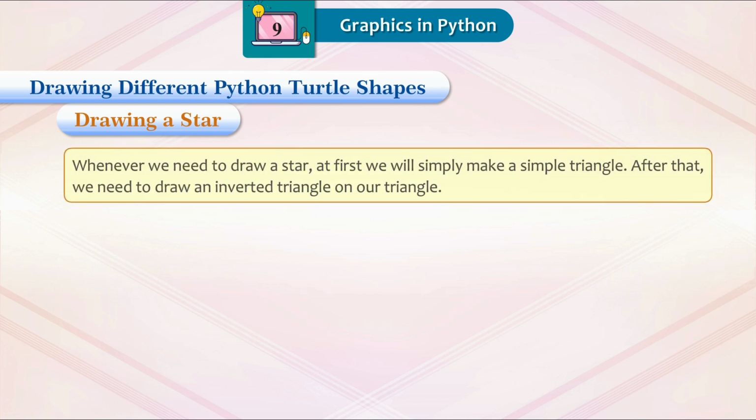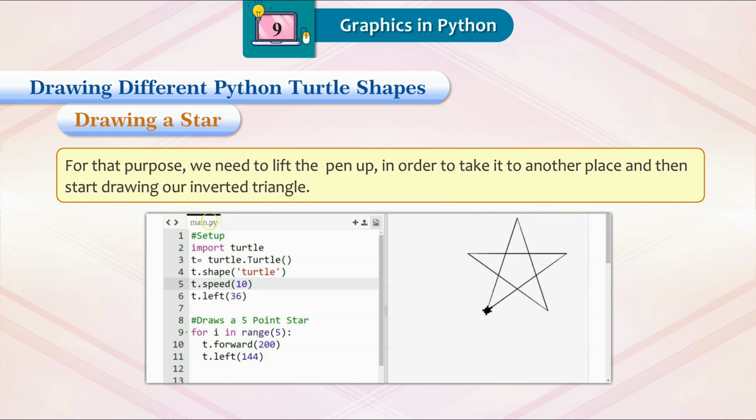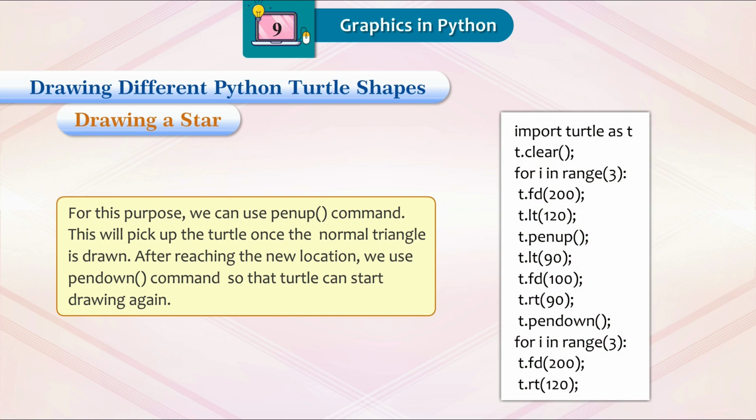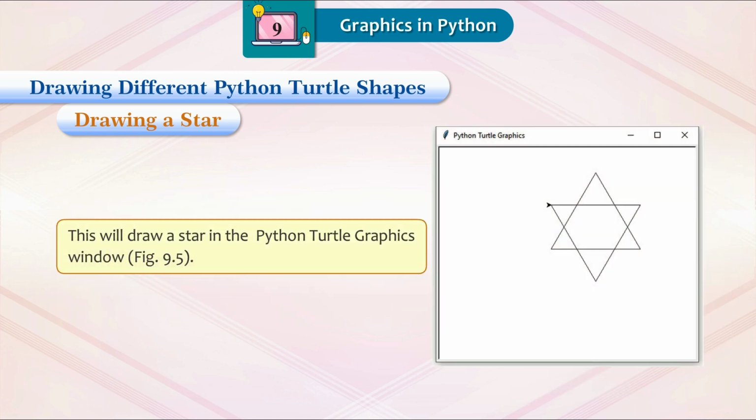Drawing a star. Whenever we need to draw a star, at first we will simply make a simple triangle. After that, we need to draw an inverted triangle on our triangle. For that purpose, we need to lift the pen up in order to take it to another place and then start drawing our inverted triangle. For this purpose, we can use the penup command. This will pick up the turtle once the normal triangle is drawn. After reaching the new location, we use the pendown command so that the turtle can start drawing again. This will draw a star in the Python Turtle graphics window, figure 9.5.